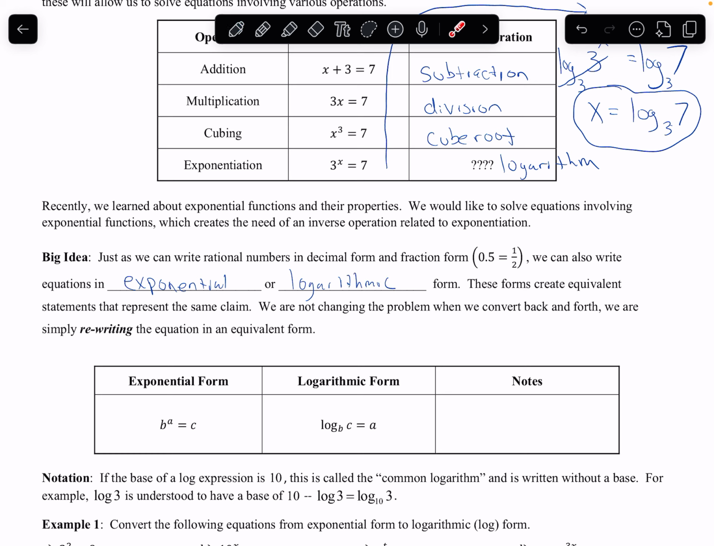And that's what we just did, by the way. This was the exponential form. That right there was the exponential form. And I rewrote it in logarithmic form. And when I rewrote it in logarithmic form, that solved for my x.